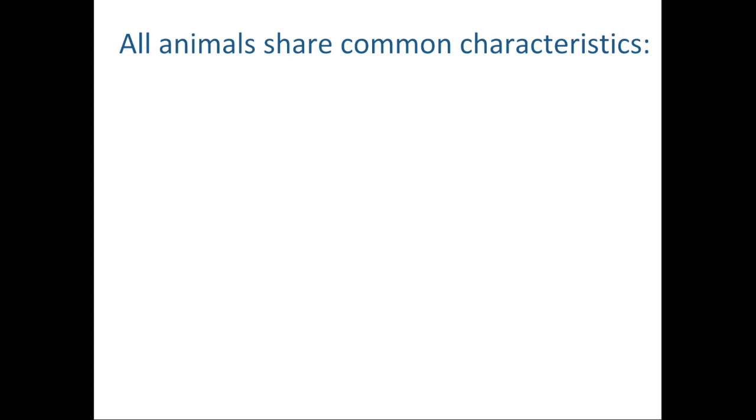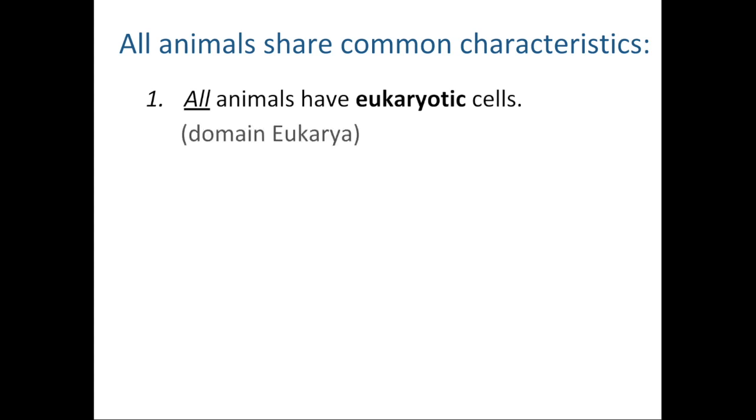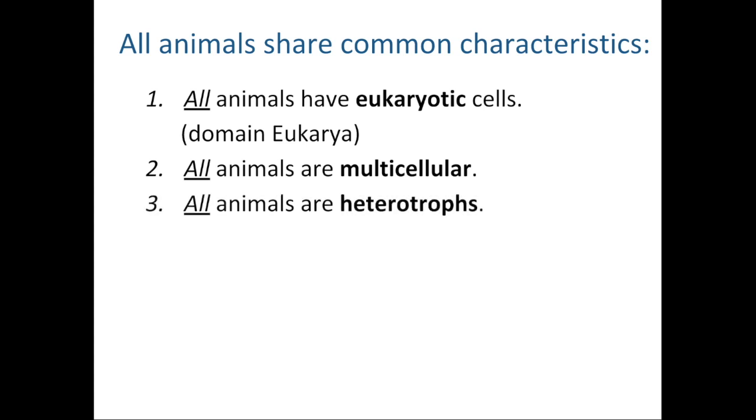All right, and all animals share some common characteristics, and we've talked about these characteristics in the first class that we had together this week. So let's take a look at some of those. All animals have eukaryotic cells. They're eukaryotes, not prokaryotes. So they are in the domain Eukaryota. All animals are multicellular. They have more than one cell, right? All animals are heterotrophs. They have to eat something in order to survive. They don't make their own food like the autotrophs do.